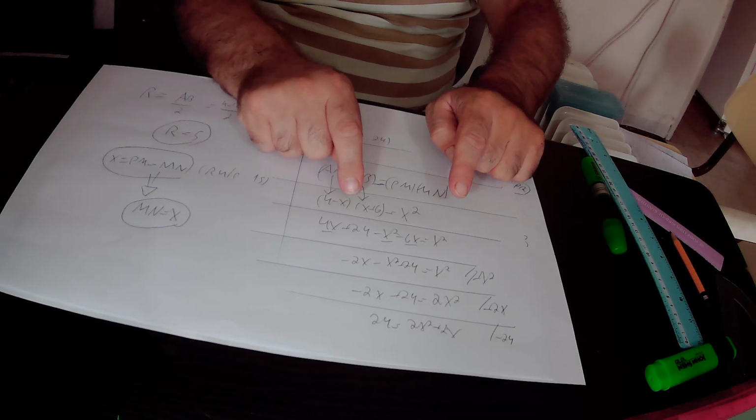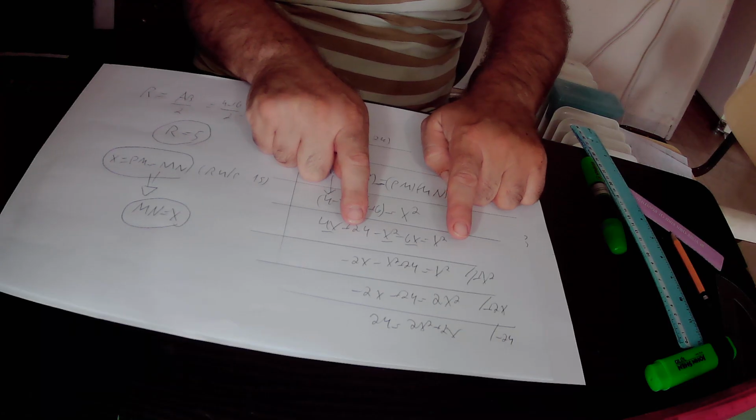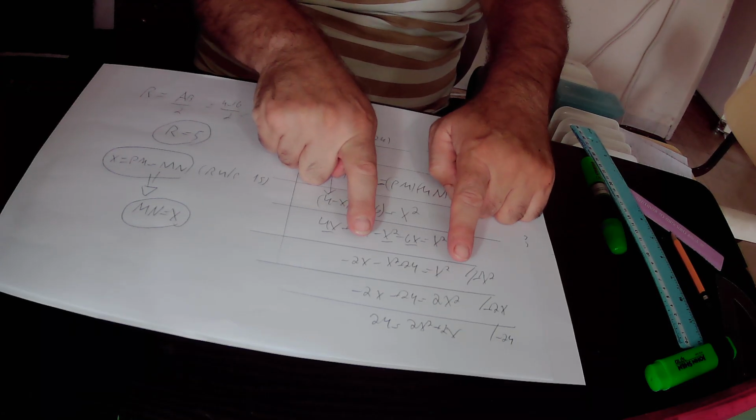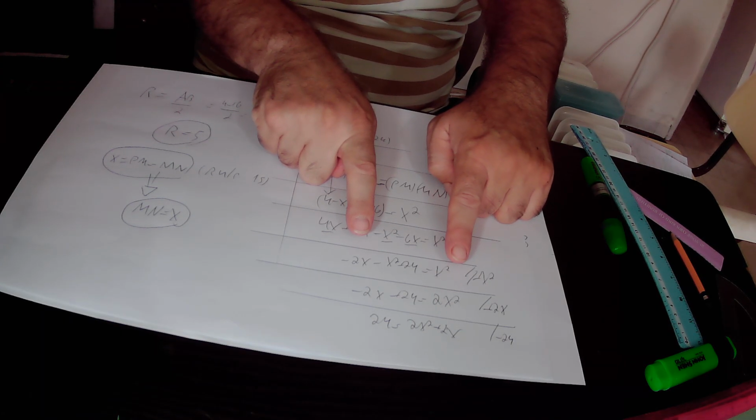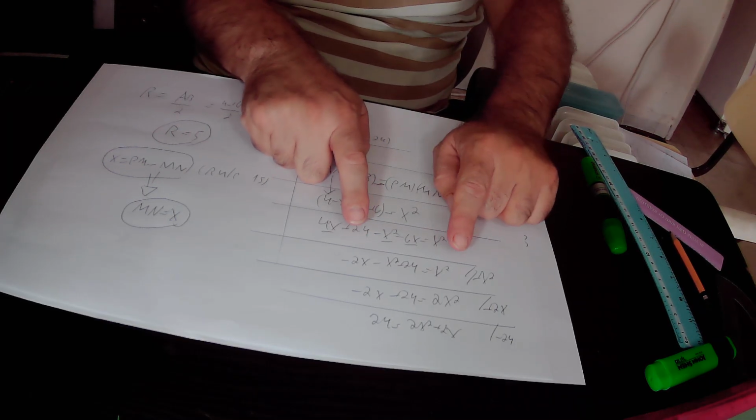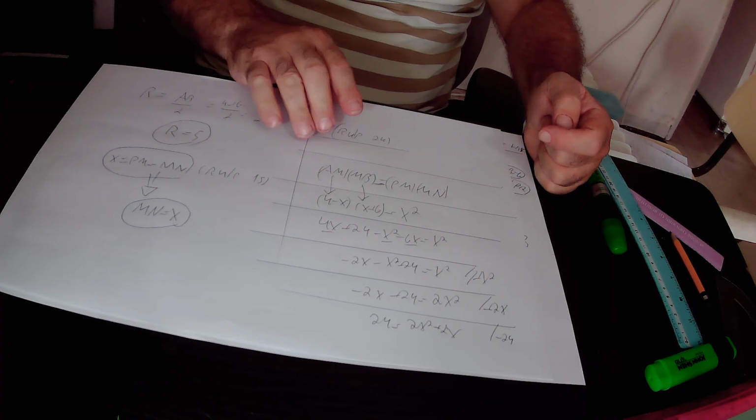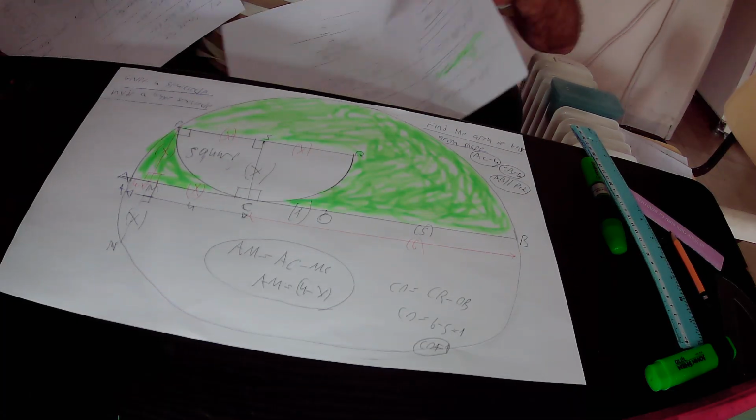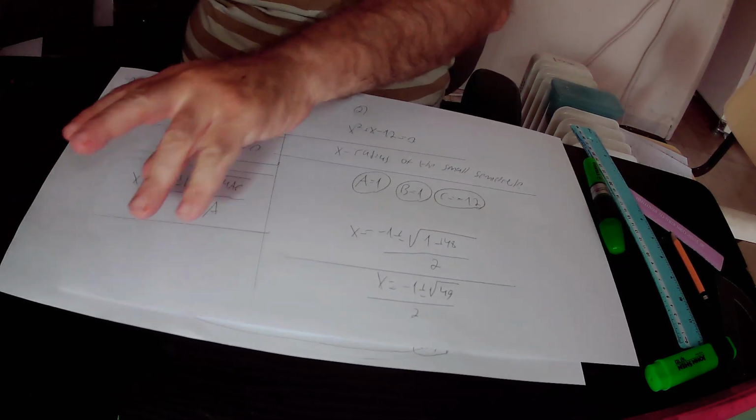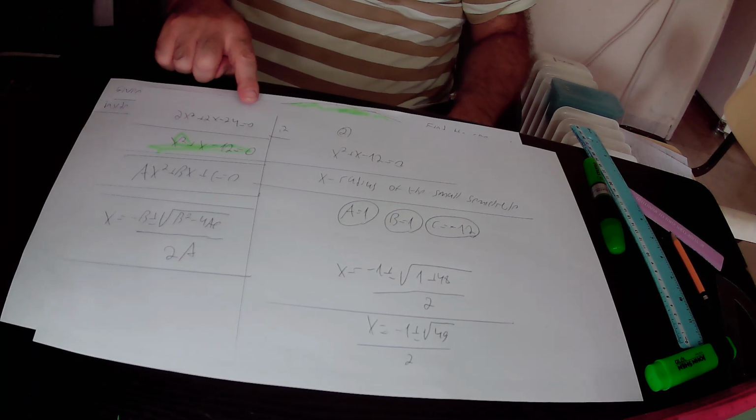equals x squared. So here we added x squared to the equation, and found out that x squared plus x squared is 2x squared. So in total minus 2x plus 24 equals 2x squared. Here we added 2x to this equation, and found out that 24 equals 2x plus 2x squared. Here we subtract 24 from this equation, and found out that 2x squared plus 2x minus 24 equals 0.